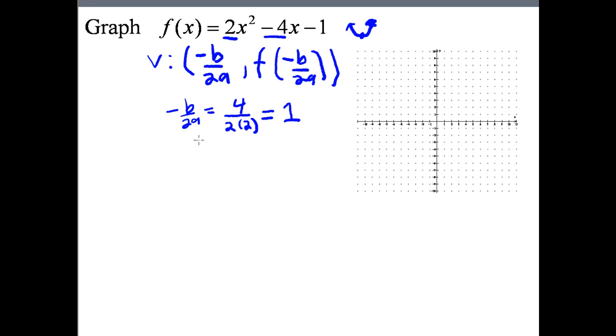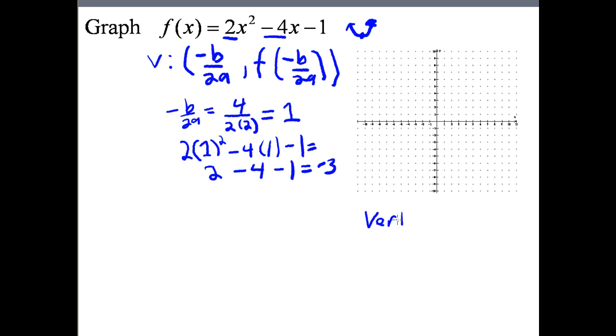So to find the y-coordinate of the vertex, I simply take this 1 and plug it into the function for x above. So I'm going to plug in 1 for all the x's. So 2 times 1 squared minus 4 times 1 minus 1. And that equals, let's see, 1 squared is 1 times 2 is 2, minus 4 minus 1, and that's going to equal 2 minus 4 is negative 2, minus 1 is negative 3. So we know that the vertex of this parabola is going to be (1, negative 3).